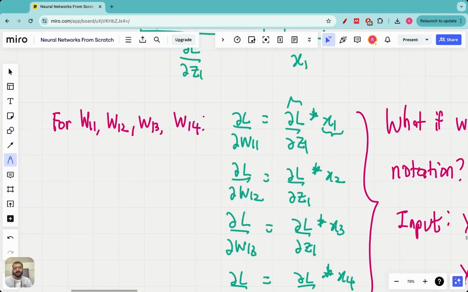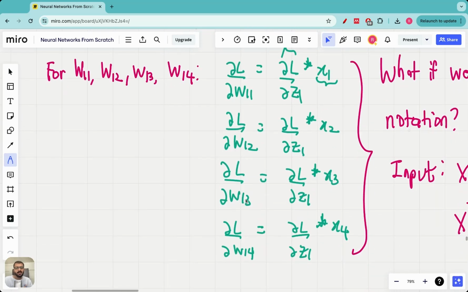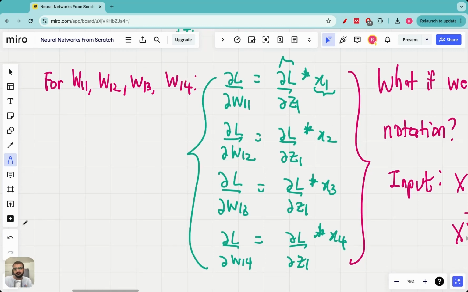Similarly, we can write down the partial derivative of loss with respect to W12, W13 and W14. So these are all the weights associated with the first neuron. So this is the partial derivative of loss with respect to all weights associated with the first neuron. They can be written like this.